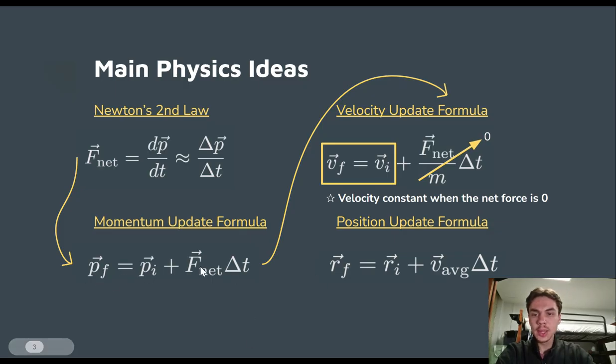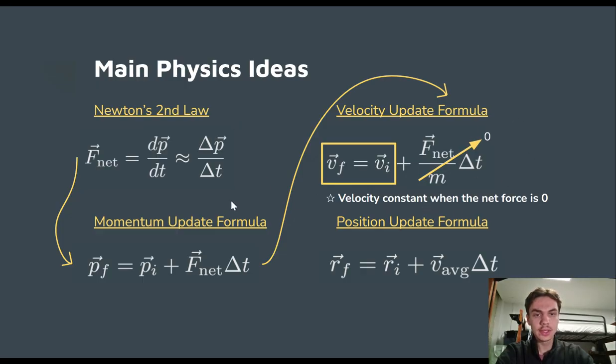We divide everything in the momentum update formula by the mass, m, to get the velocity update formula, Vf equals Vi plus F net over m times delta t. What we see here is that when the net force on the object is 0, the whole second half of this velocity update formula after the addition symbol goes away, and we're left with the initial velocity equaling the final velocity. So we see that when net force is 0, velocity is constant.